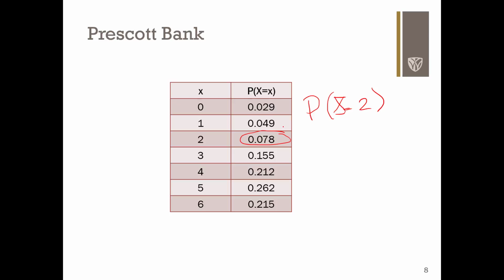Our second question asks, what's the probability that at least 3 of the tellers are busy? So at least 3 would be 3, 4, 5, or 6. So we're interested in these outcomes. And so in order to compute the probability that x is greater than or equal to 3, that it's at least 3, we would add up the probabilities over here on the right. So 0.155 plus 0.212 plus 0.262 plus 0.215, and if we do that, it turns out that that probability is 0.844.